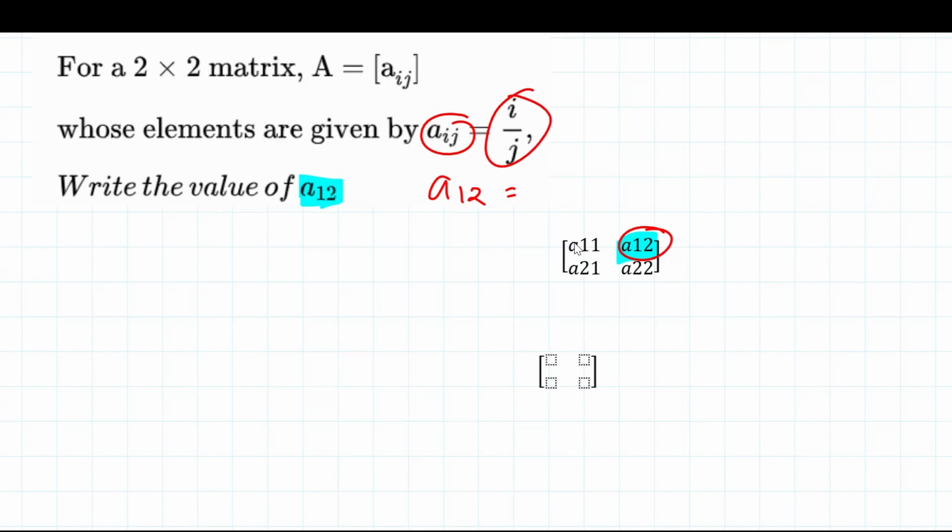It says i over j, and i is 1 and j is 2. So it's going to be half in this case. So we just have to write down half. Similarly, we can also fill the other values if they ask for. Now, why not do it? You can tell me their answers. What should be the values of A11, A21, and A22?